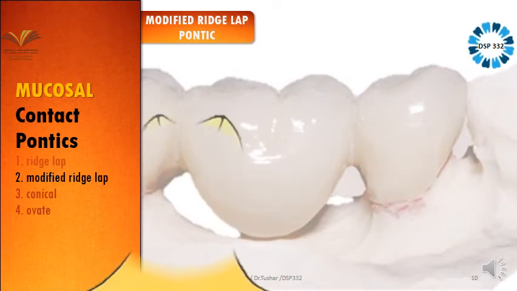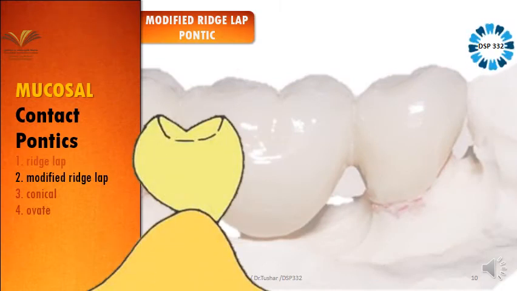Let's move ahead. Now we will see modified ridge lap pontic. Now you know that there was some drawback with that ridge lap type of pontic. If something goes and gets stuck in between, we cannot remove it. So we did some modification. We changed the shape a little from the palatal side, from the lingual side, so that aesthetic cannot be hampered.